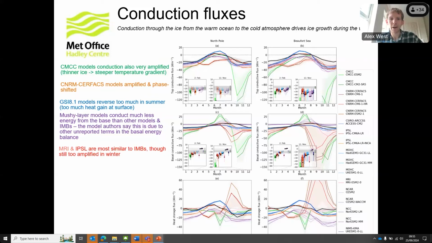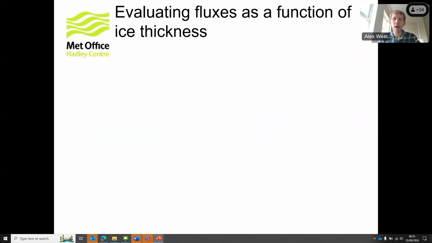MRI and IPSL are interestingly very similar to each other in terms of this, despite having completely independent code bases. But again, some of their thermodynamic choices are similar. They're also probably overall the most similar to the ice mass balance buoys, although still slightly too amplified in winter. Again, you can see that in general, during the winter, the models tend to have a lot more conduction than is measured by the ice mass balance buoys.